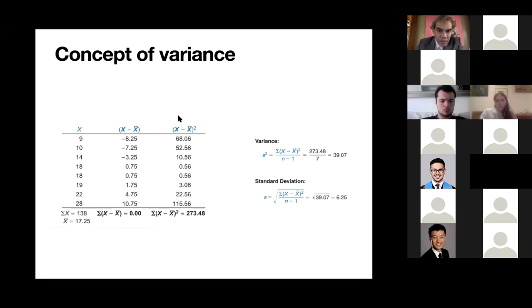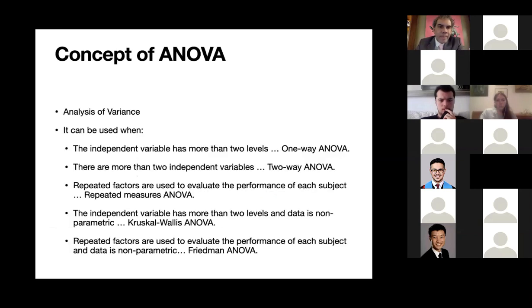So this is my deviation score, which gives me 0. When we square my deviation score, I get my sum of squares, which is 273. And this divided by my sample size n minus 1, I get a variance of 39.07. Okay, so we can go forward.